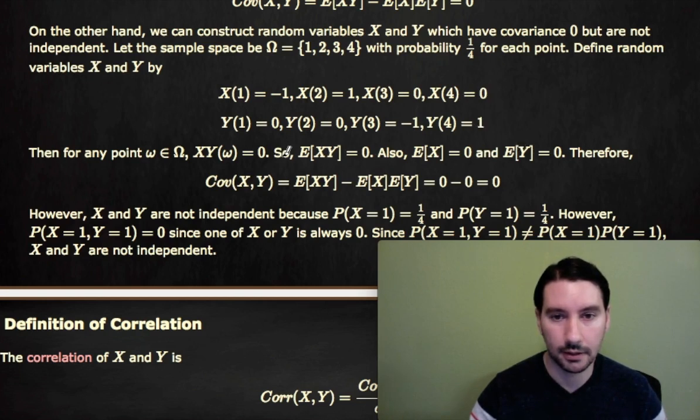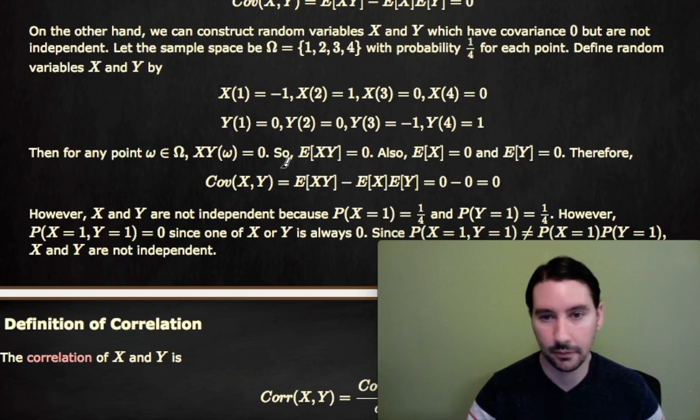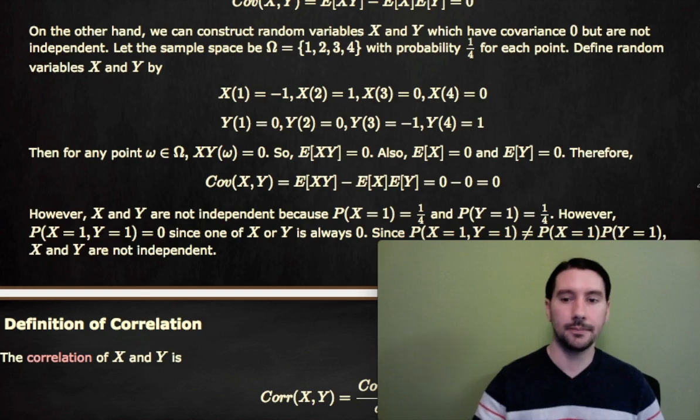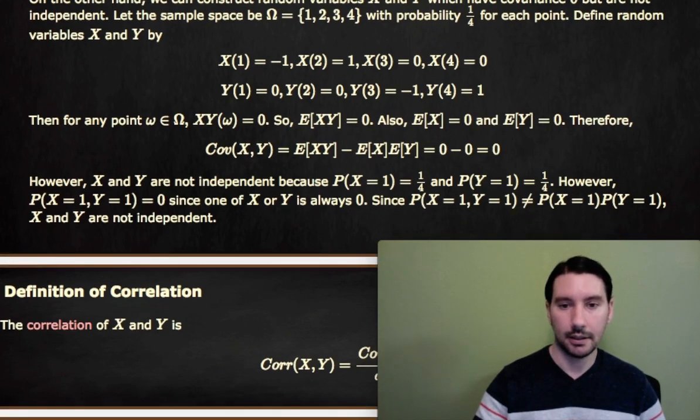And also, the expected value of x and the expected value of y are 0, because we get negative 1 times a fourth plus 1 times a fourth plus 0 for x, and 0 plus 0 plus negative 1 times a fourth plus 1 times a fourth just cancels, so we get 0. And therefore, E of xy minus E of x, E of y is just 0 minus 0, which is 0. So the covariance of x and y is 0, but x and y are not independent.